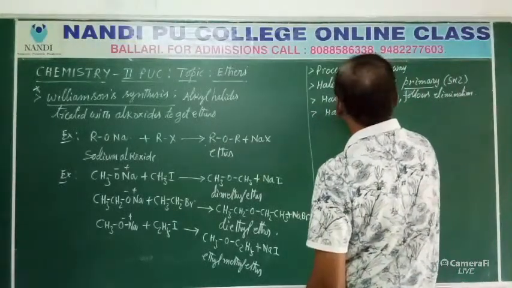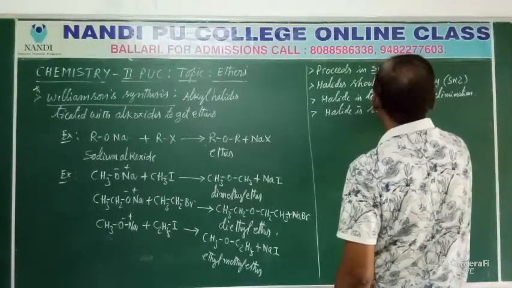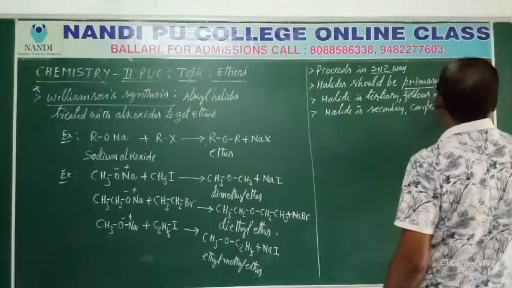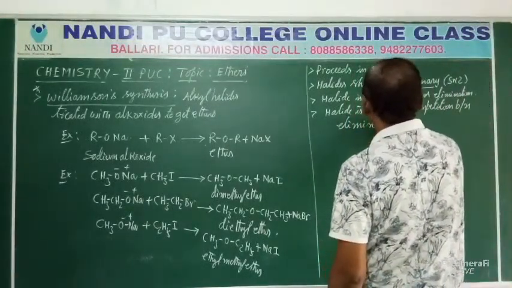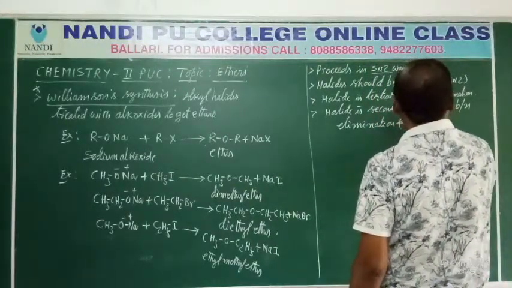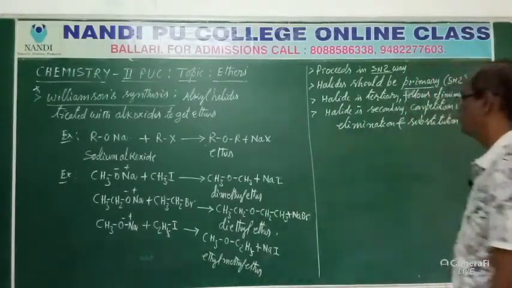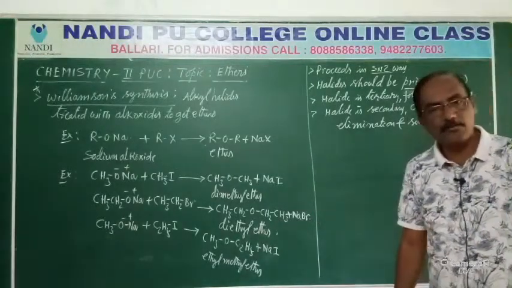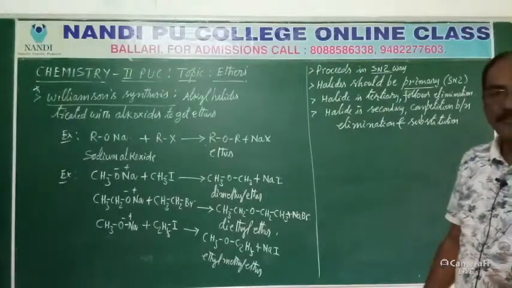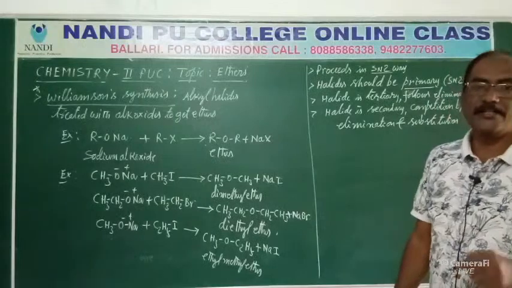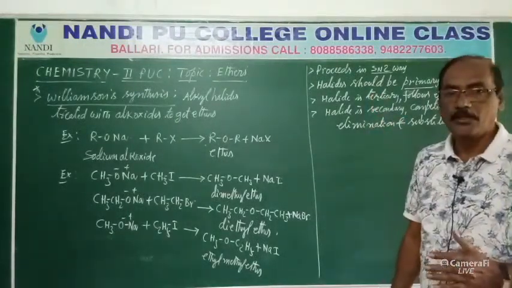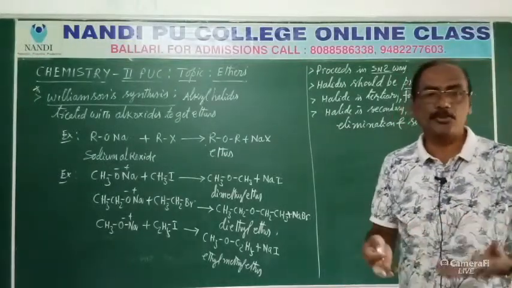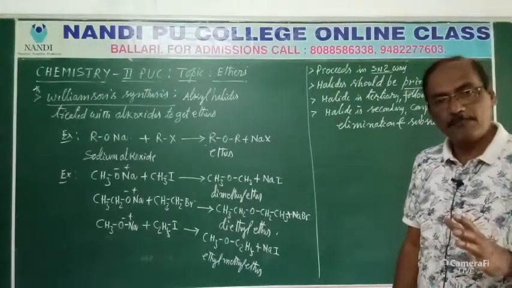If the halide is secondary, there is competition between elimination and substitution. So this is very important information about this reaction. Right, children? Williamson synthesis follows the SN2 mechanism. You know that for the SN2 mechanism, substitution nucleophilic bimolecular, primary alkyl halides are more reactive. So therefore a primary alkyl halide should be there. In case of secondary, both are possible, that is a combination of elimination and substitution. In case of tertiary, only elimination takes place.